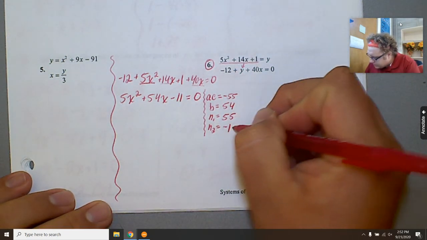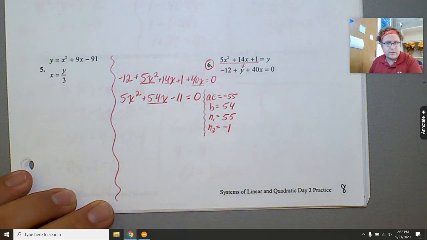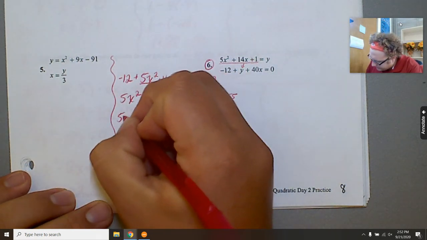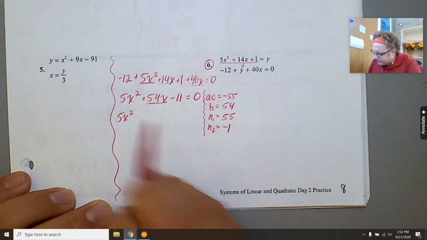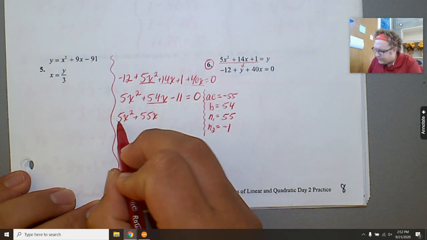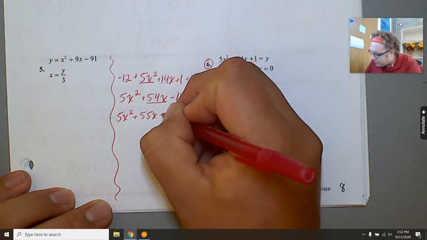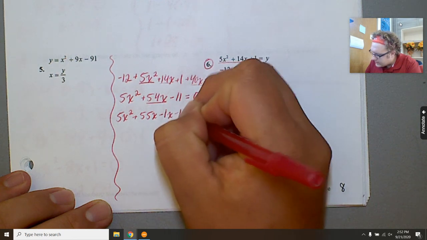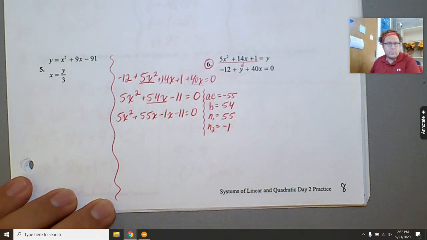So I'm going to make these two numbers represent that middle term now. So I'm going to write 5x squared, and I'm going to write 55x. Chose that since 5 is my coefficient here. And then I wrote my minus 1x minus 11, all equal to 0.